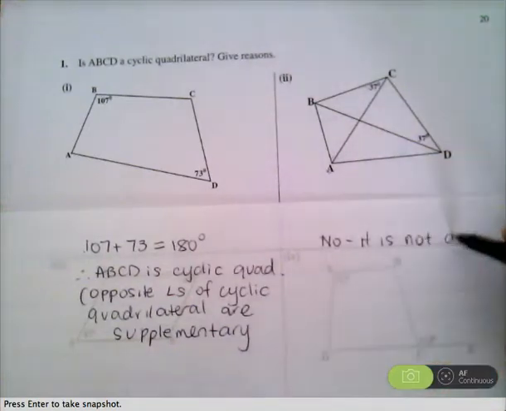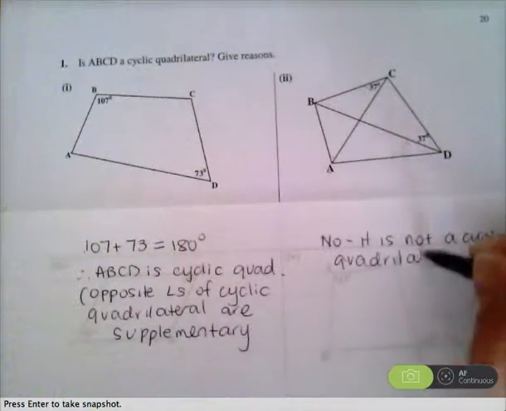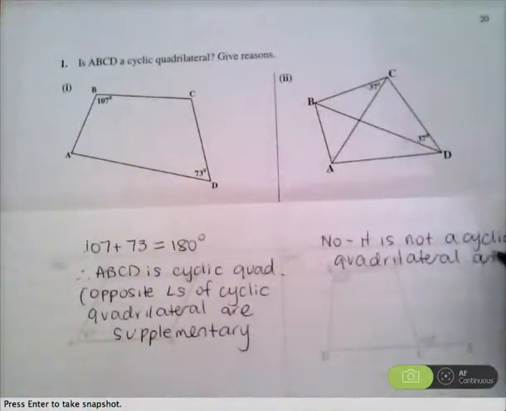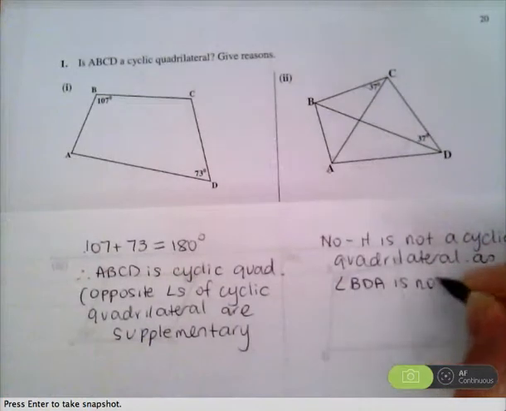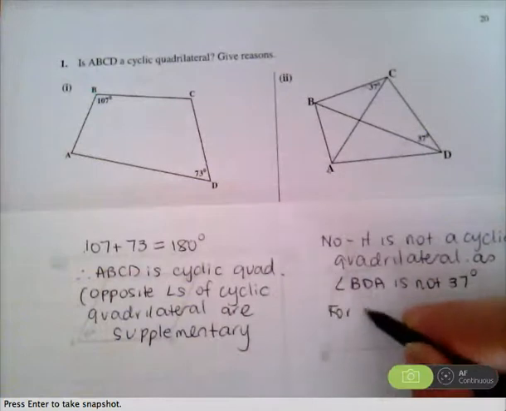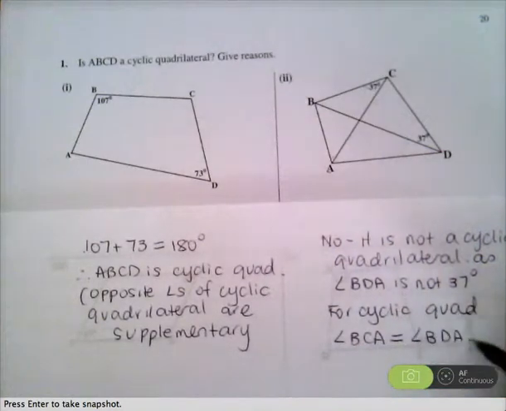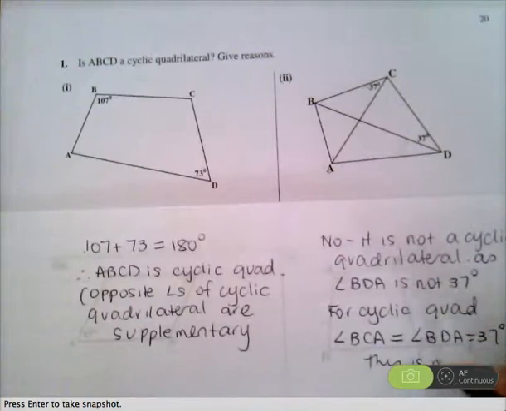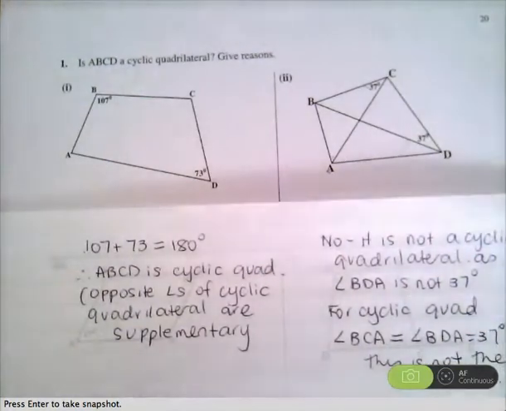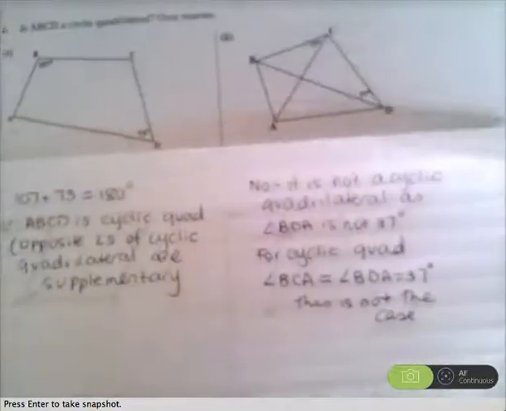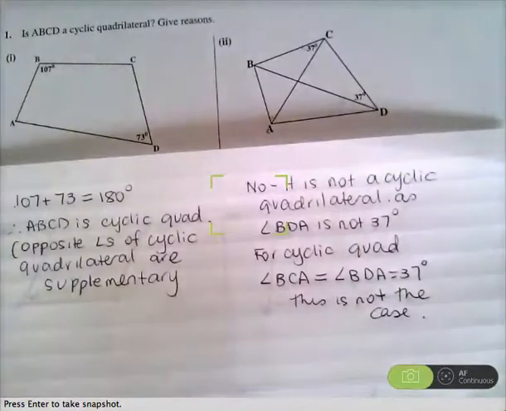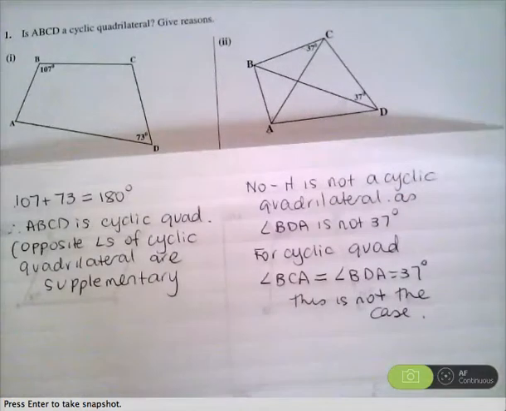It is not a cyclic quadrilateral, because angle BDA is not 37 degrees. For it to be a cyclic quadrilateral, we would need angle BCA to be equal to angle BDA, which is 37. But this is not the case. So we cannot say that it's a cyclic quadrilateral based on the information that you've got. So no, it is not a cyclic quadrilateral, as angle BDA is not 37 degrees. For it to be a cyclic quadrilateral, angle BCA would have to equal angle BDA, 37 degrees, and this is not the case. Okay, so we don't have that.